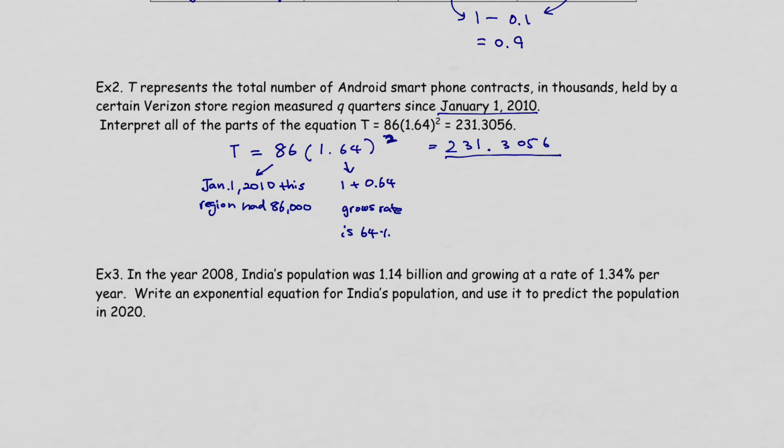So let's get the equation first. You will say population equals the starting amount at 2008, which was 1.14 billion, right? And then this is exponential growth, so it will be 1 plus, right? What was the rate? 1.34%. So changing to decimal, it will be 0.0134, to how many years, right? T.